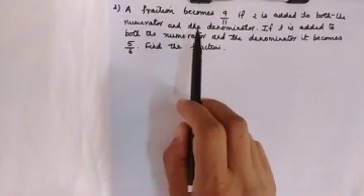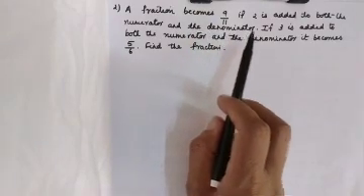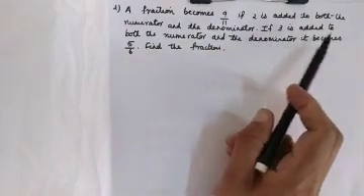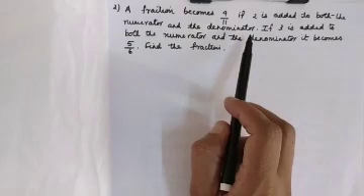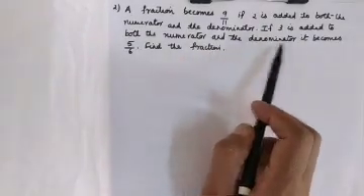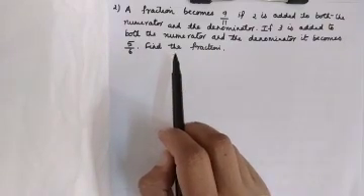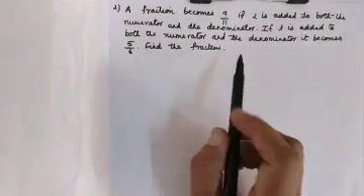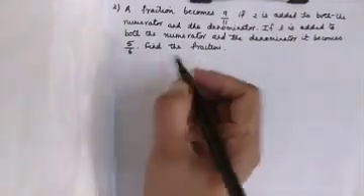Next is, a fraction becomes 9 by 11 if 2 is added to both numerator and denominator. If 3 is added to both numerator and the denominator, it becomes 5 by 6. Find the fraction. So what you have to find? You have to find the fraction.